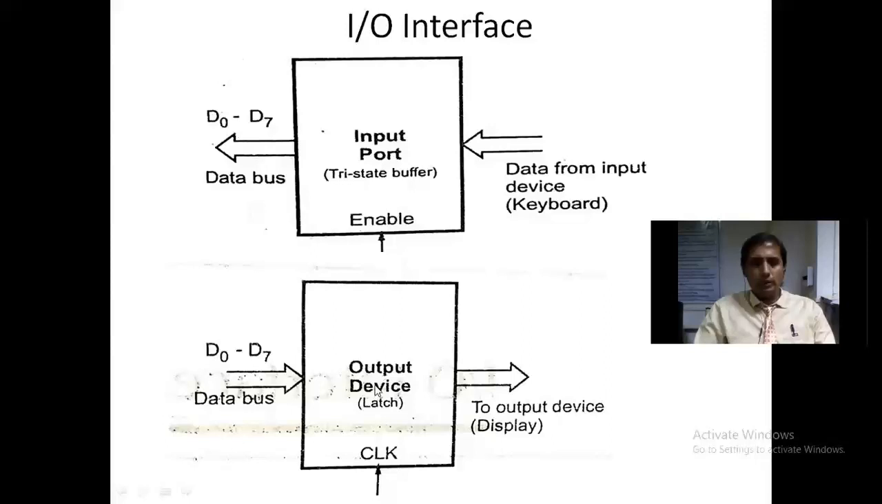In the case of an output port, the processor sends the data to the output port, and the role of this output port is to receive the data from the processor and transmit it to an output device, maybe a printer. So it is a reverse: here the processor receives, whereas there the processor sends. Let us see the various output ports. The output port we generally call a latch.